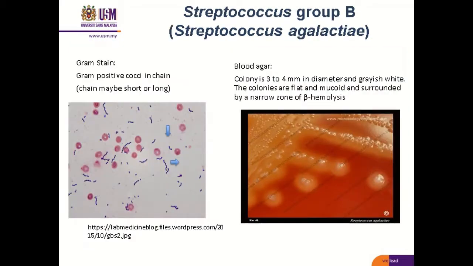Next, we go to Streptococcus group B, also known as Streptococcus agalactiae. On microscopy with Gram staining, we can see gram-positive cocci in chains. On blood agar, the colony is 3 to 4 millimeters in diameter, grayish-white, flat and mucoid, and surrounded by a narrow zone of beta hemolysis.